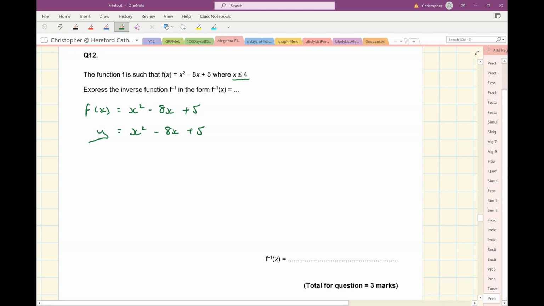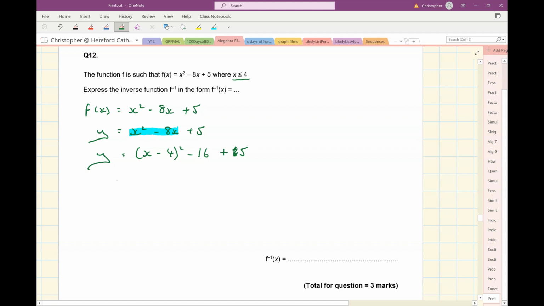So I know I'm going to have to start by completing the square. I've already got a positive single x squared there, so I'm ready to go. So (x minus 4) squared will give me x squared minus 8x, but plus 16. So I'm going to minus away the 16, and now copy down the plus 5.